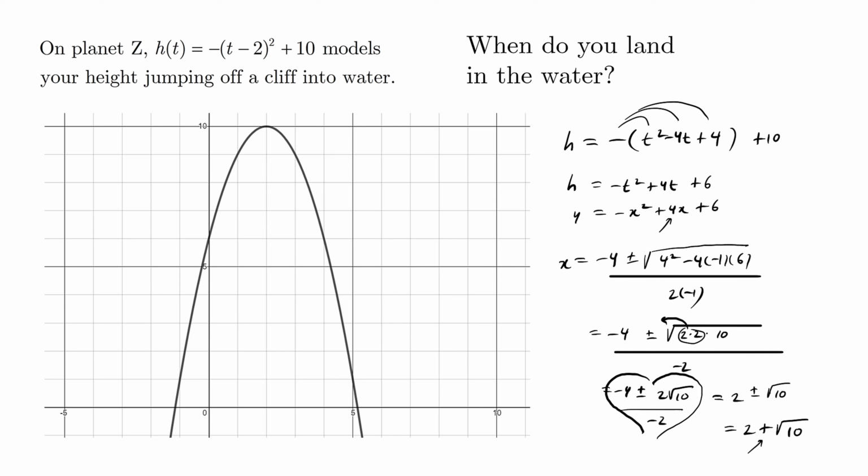Use your calculator to actually verify the decimal number. Using our calculator, we realize that if we subtract 2 minus root 10, we get a negative answer, and this is impossible. You cannot have negative time. Whereas the second answer is much more reasonable, 5.16 here.